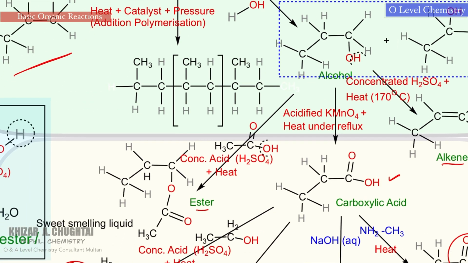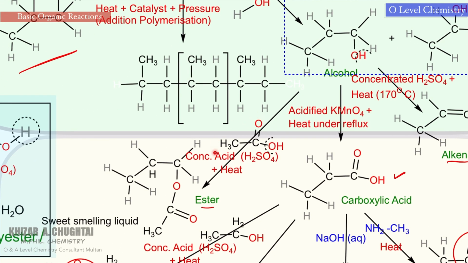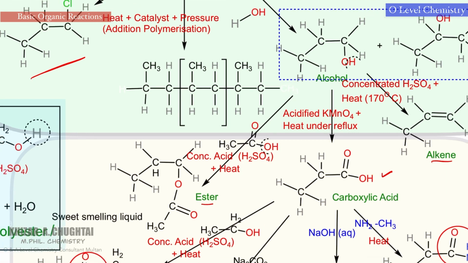The next one is when alcohol is allowed to react with a carboxylic acid. Alcohol plus a carboxylic acid under the condition of acid and heat will meet together to make a compound that is said to be an ester. This whole compound is said to be an ester, and its observation is a sweet smelling liquid.